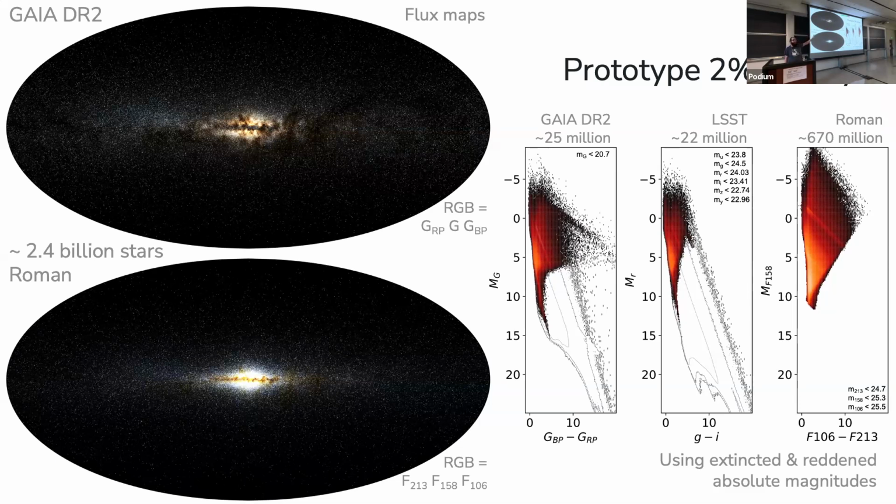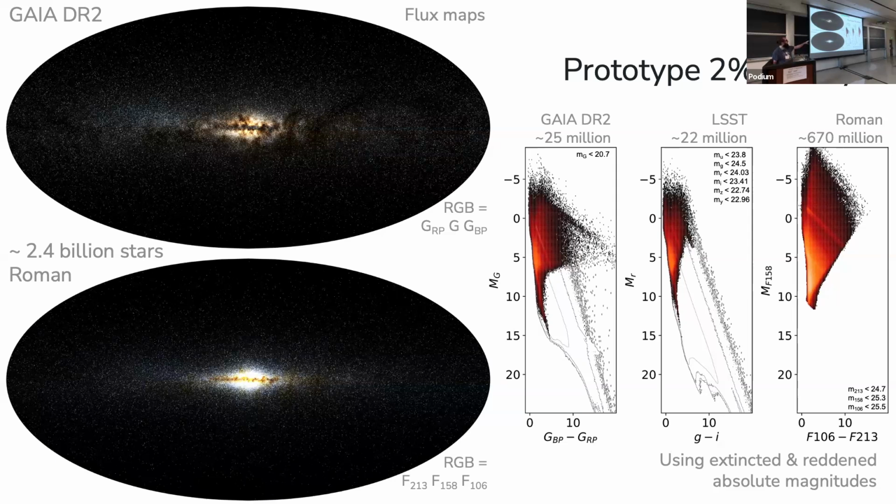I'm talking about a prototype 2% survey. This is 2 terabytes of data. This is still a work in progress. Getting to a full 100% coverage would create 100 terabytes of data. We're still working on this. But here we already have 2.4 billion stars to work with, and you can already see on the flux maps the ability that Roman will have to dig into the dust clouds and really see what's behind, which Gaia and LSST wouldn't be able to see.